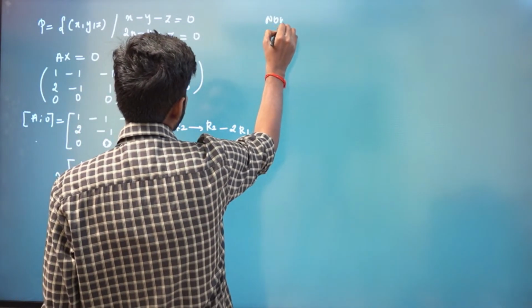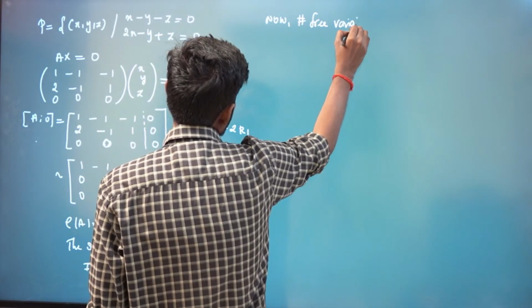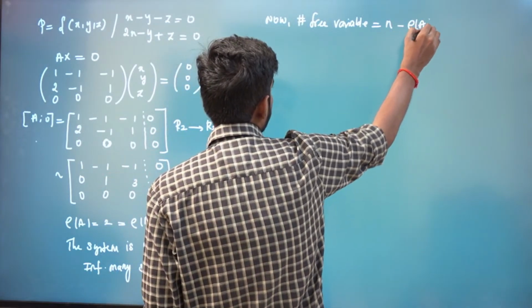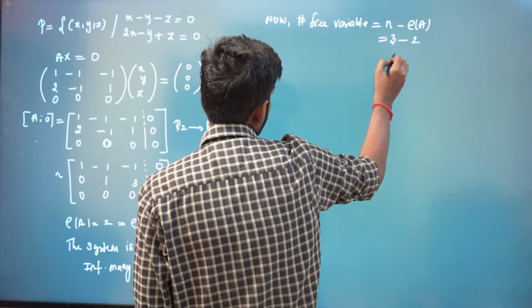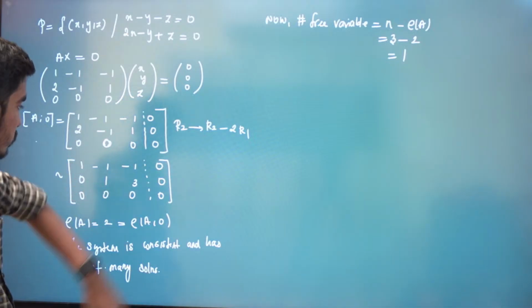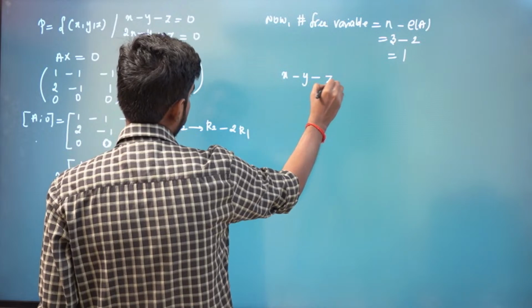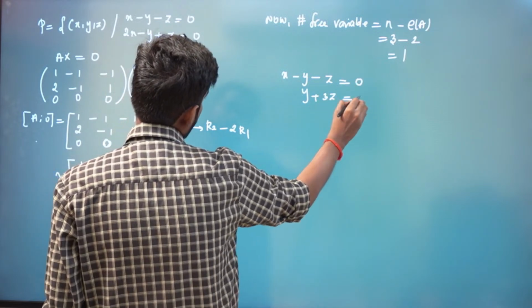You just make use of the idea of the number of free variables. The number of free variables is total variables minus rank of A. Total variables is 3 because you have x, y, z. Rank is 2. So we have one free variable. Now again, write this in equation format. So we have x minus y minus z is equal to 0, then we have y plus 3z is equal to 0.